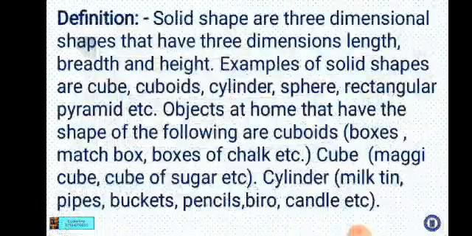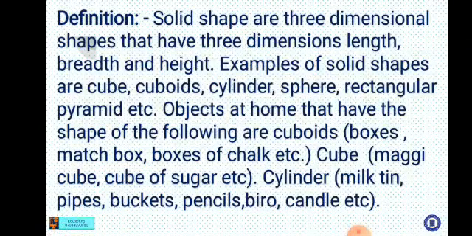What is solid shapes? Solid shapes are 3-dimensional shapes that have 3 dimensions: length, breadth and height. Examples of solid shapes are cube, cuboid, cylinder, sphere, rectangular pyramid, and so on.